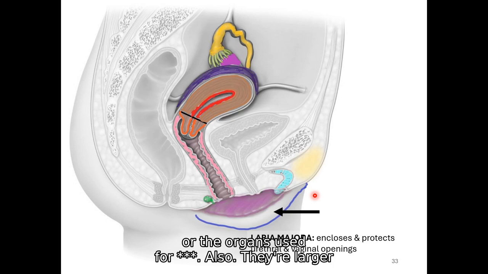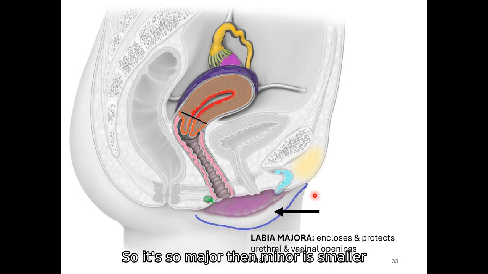So the labia majora includes like the normal skin around it? Yes. Okay. I didn't know that. Also, they're larger, so major, and then minor is smaller.